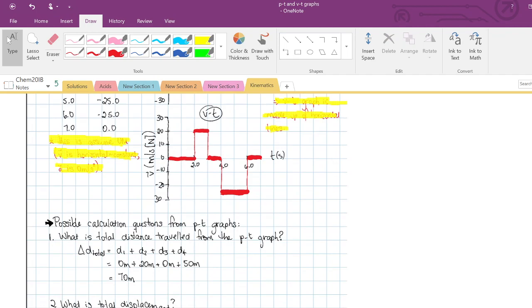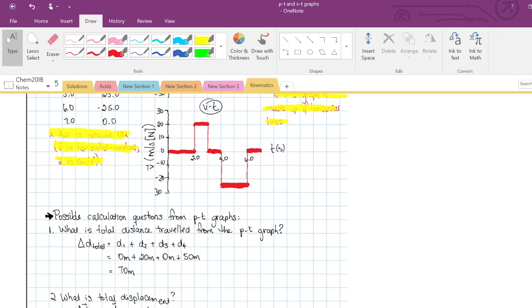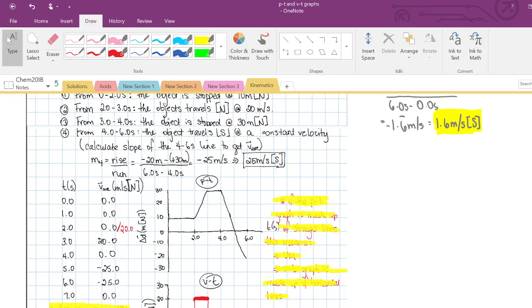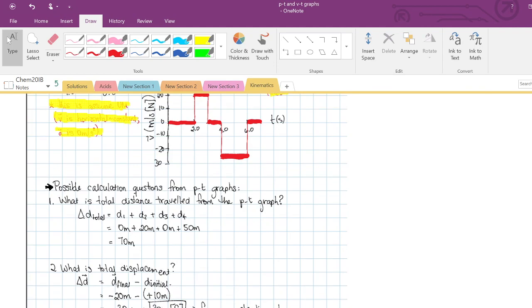Possible questions here that I was alluding to above are this. You could be asked, and we've practiced this together, what is the total distance from the PT graph? Total distance would be distance 1, which is your 10, or your 0 meters per second. Your distance 2 is 20 meters per second. Distance 3 is 0. Distance 4 is your 50. And because it's distance, we don't care about the directions. We just want to know the total amount of ground that person covered. So in this case, our total distance would be 70 meters.